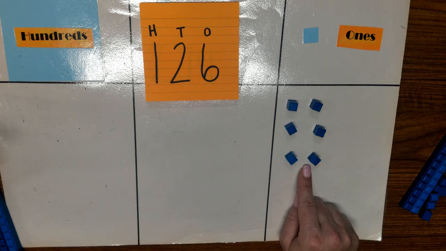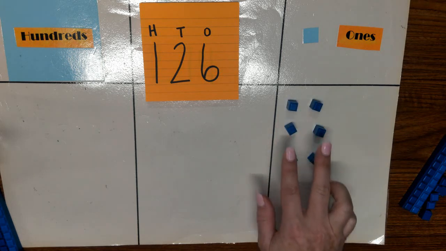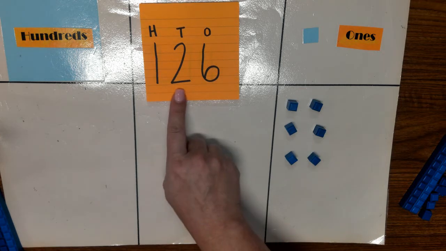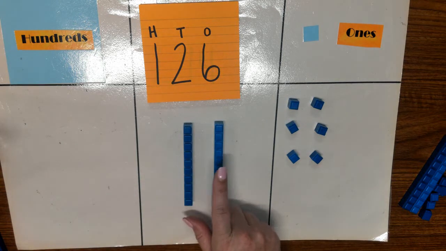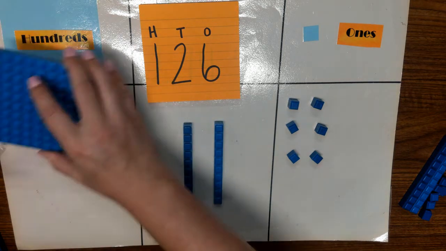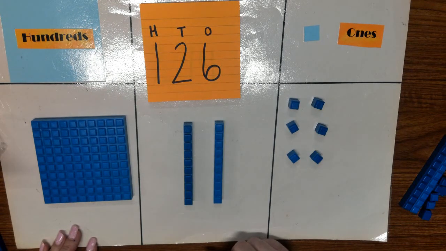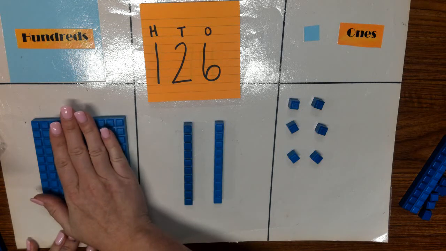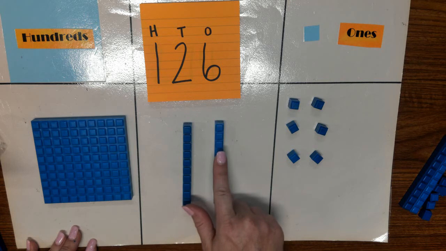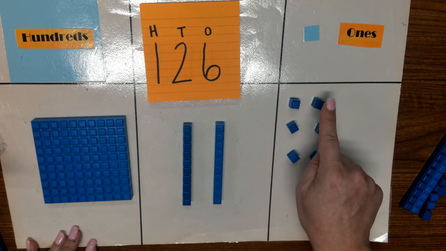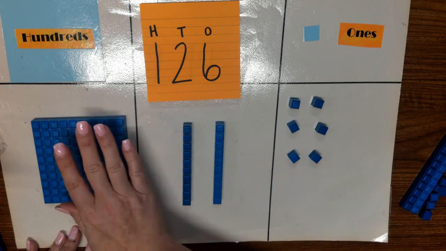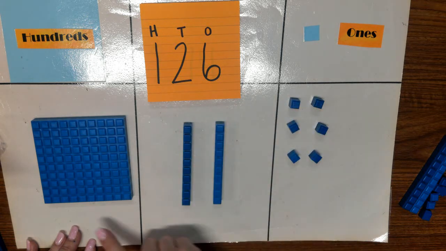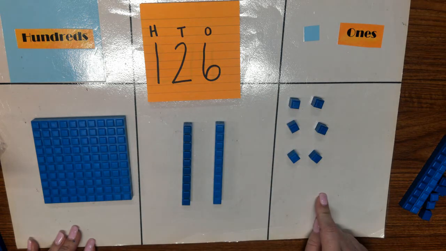Notice how Miss Tucker has them nice and neat and organized. I can easily count 2, 4, 6. All right, I'm going to move to my tens place and I need 2 groups of 10. 1, 2. In my hundreds place, I need 1 group of 100. Now I'm ready to skip count to make sure I've built it correctly. I would say 100, 110, 120, 121, 122, 123, 124, 125, 126. So I have 126. I have built this number in model form.